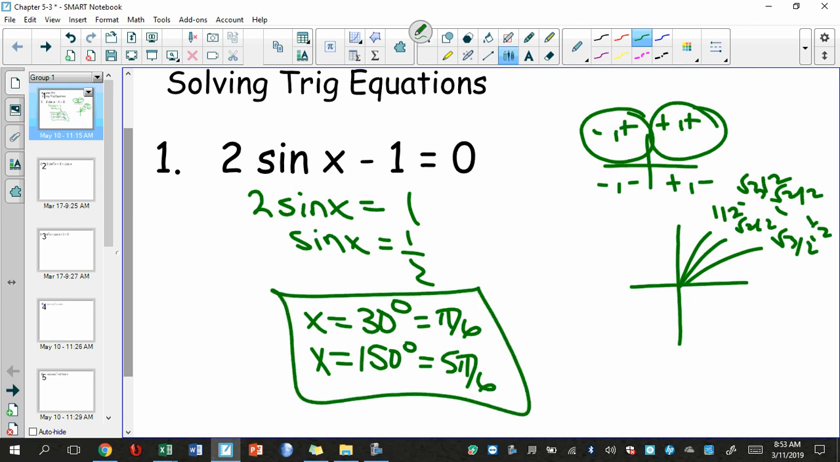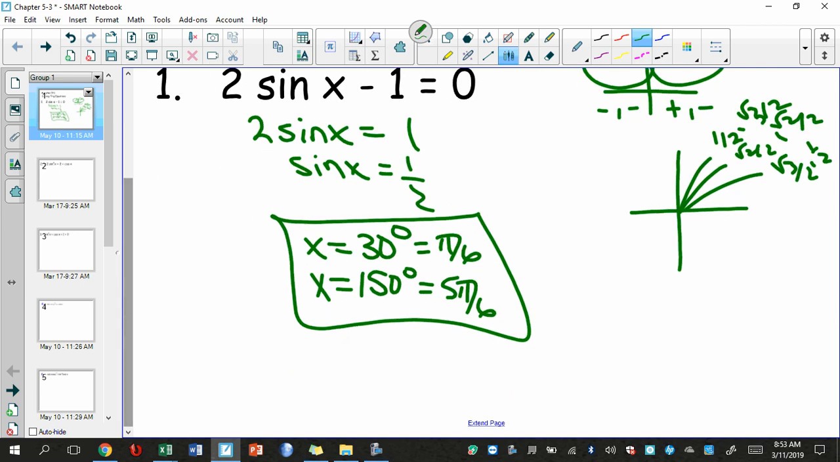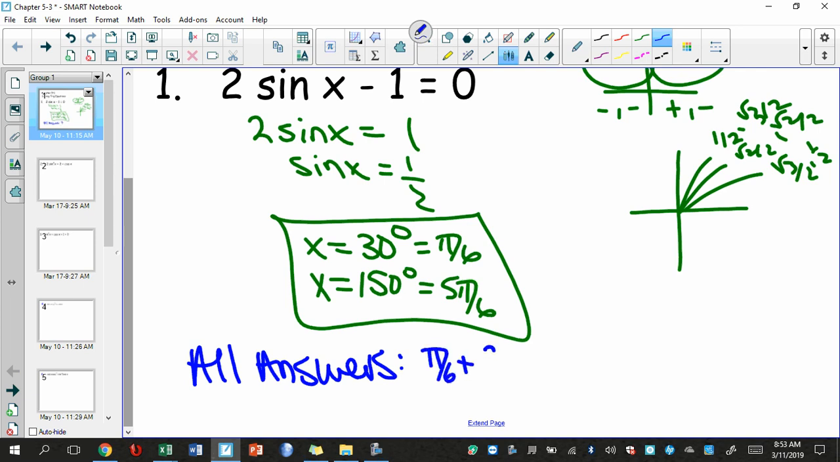Okay? However, tonight's homework says to just solve the equations. It says to just solve the equation. It doesn't give you an interval on which to solve the equation on. And what it's asking for is all of the answers for every revolution. You with me? So what this means is it's going to take your pi over 6, and then it's going to add 2 pi k to it. Why 2 pi k?